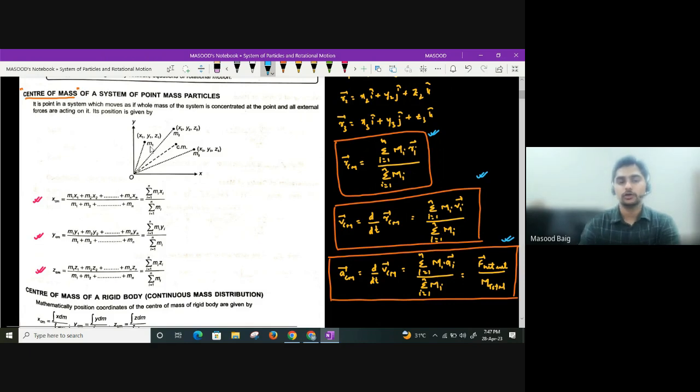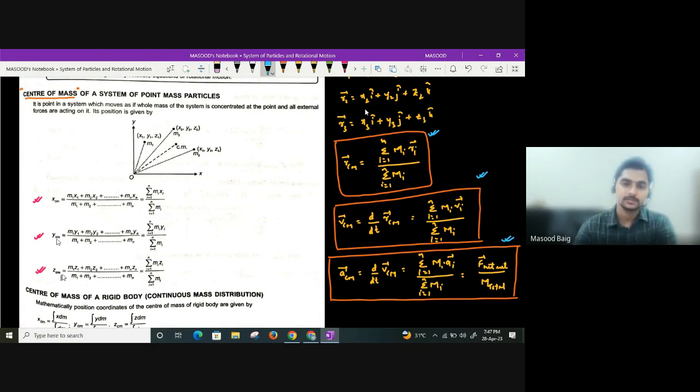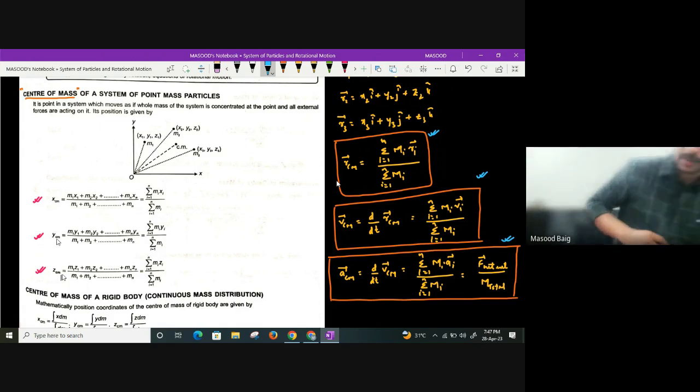So if you know x coordinates, the x coordinate of center of mass can be found using this formula. If y coordinates are given, then the y coordinate of center of mass by using this formula. If z coordinates of the point masses are given, then the z coordinate of center of mass can be found using this. If you know the coordinates, you can represent their position vectors as we have represented here. If you know the position vectors of the point masses, the position vector of center of mass can be written as m1 r1 bar plus m2 r2 bar plus m3 r3 bar whole divided by m1 plus m2 plus m3 plus so on, guys.